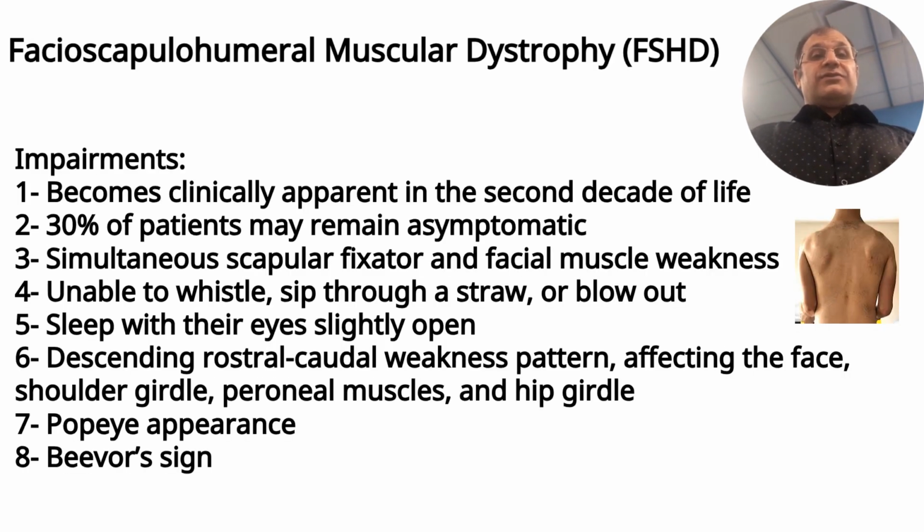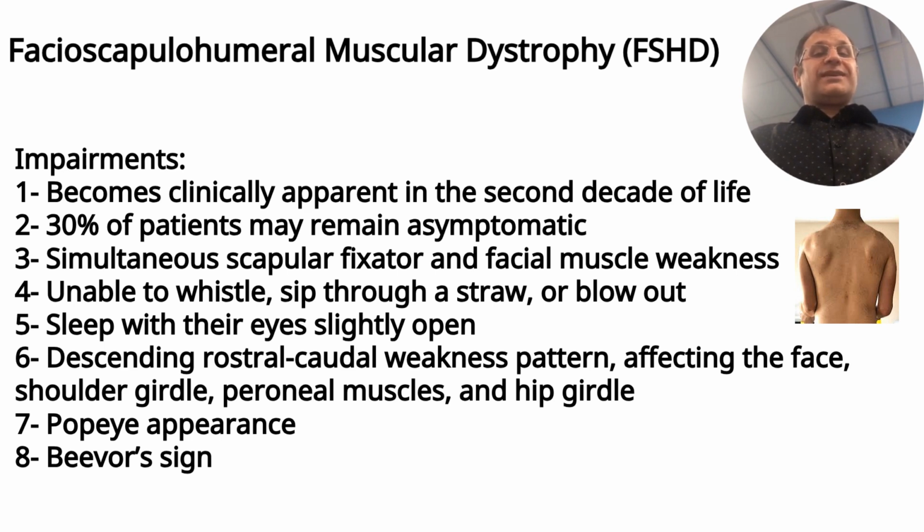Facioscapulohumeral muscular dystrophy. The disease typically becomes clinically apparent in the second decade of life, although up to 30% of patients may remain asymptomatic. The usual pattern of weakness involves simultaneous scapular fixator and facial muscle weakness. Patients may be unable to whistle, sip through a straw, or blow out their cheeks. They often sleep with their eyes slightly open.